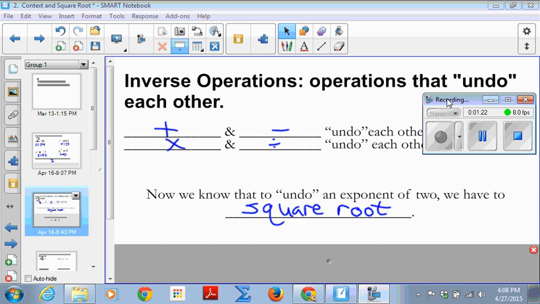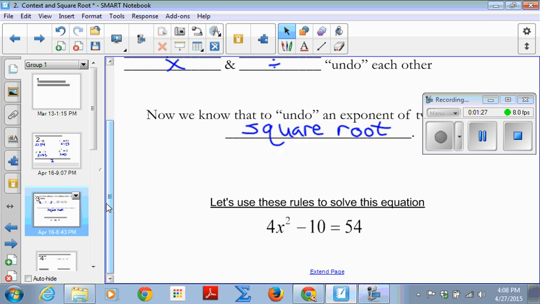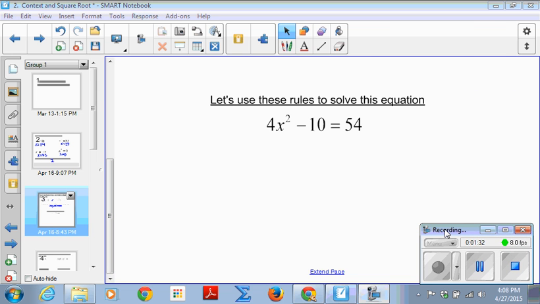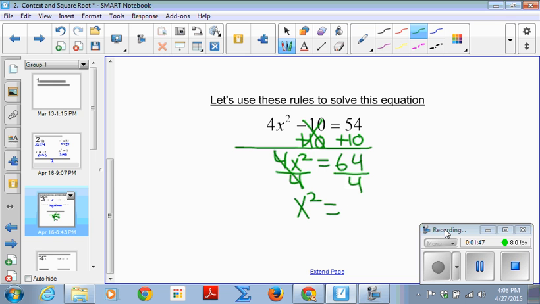So let's take all of our knowledge of inverse operations and apply it to the following problem. We've got 4x squared minus 10 equals 54. So I'm going to start by adding 10 to each side. And this goes away. Left with 4x squared equals 64. Now we're going to divide both sides by 4, clear out the coefficient. Left with x squared equals 16. And now we square root each side. There's that new verb again. And we're going to get x either equals positive or negative 4.